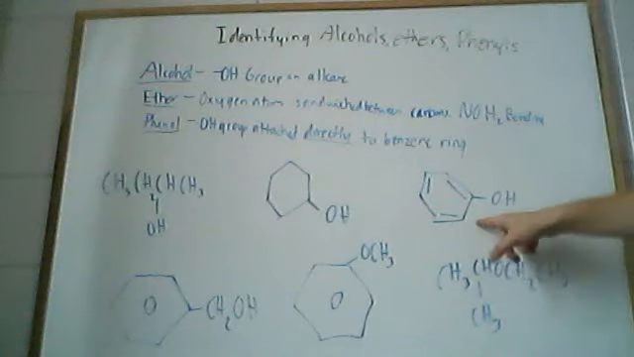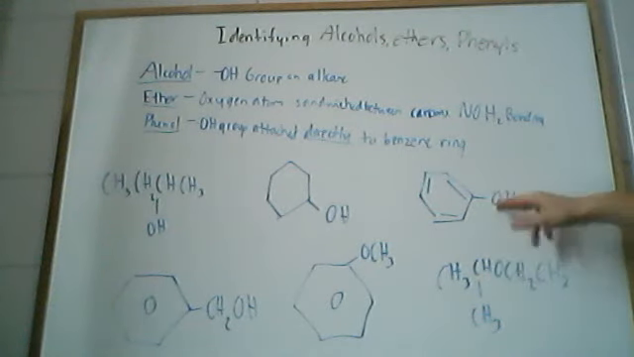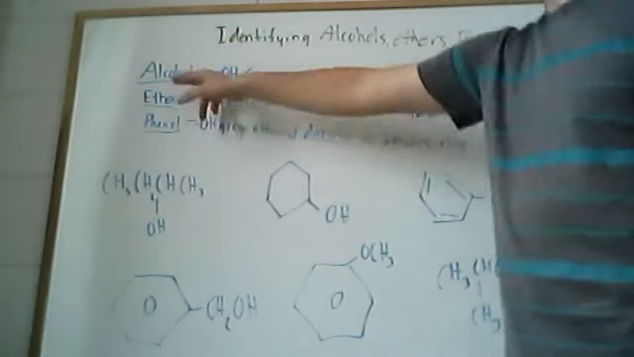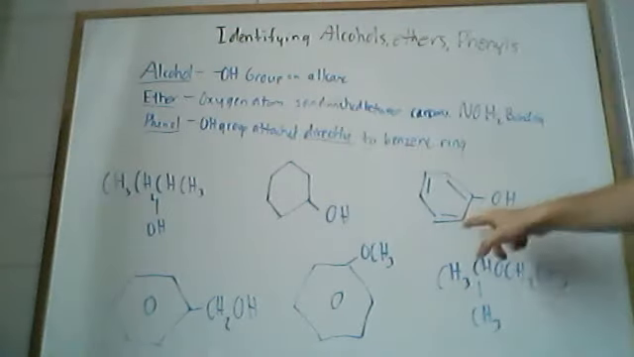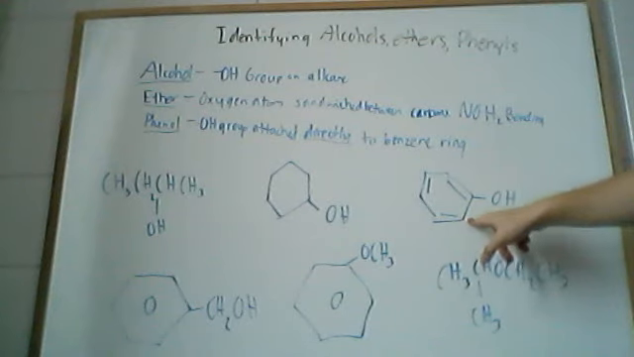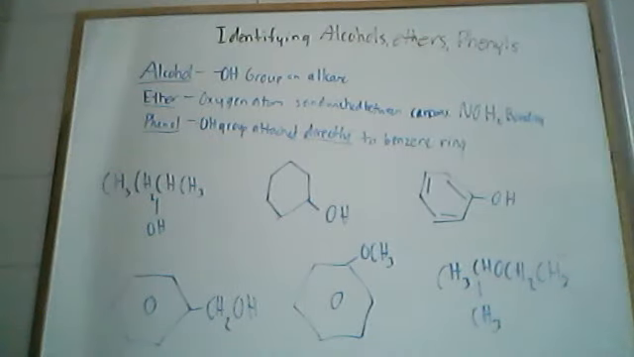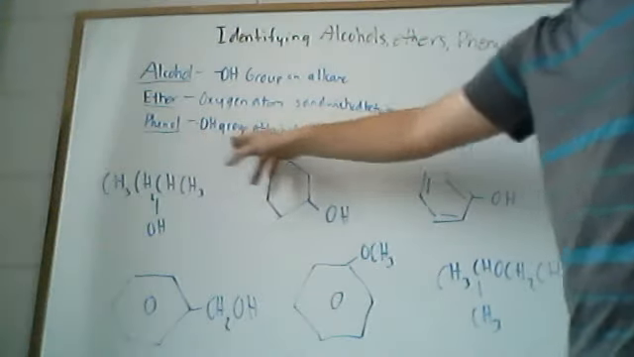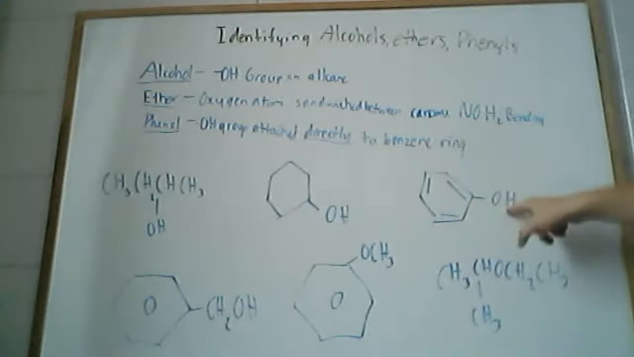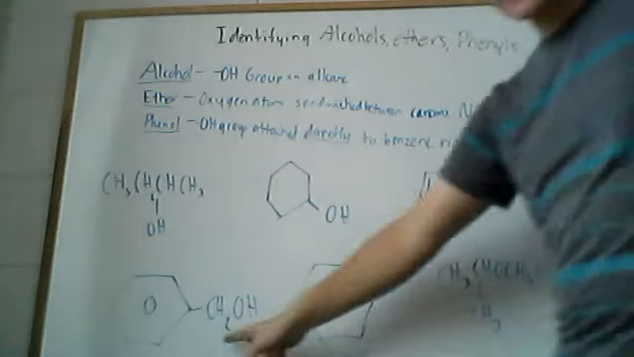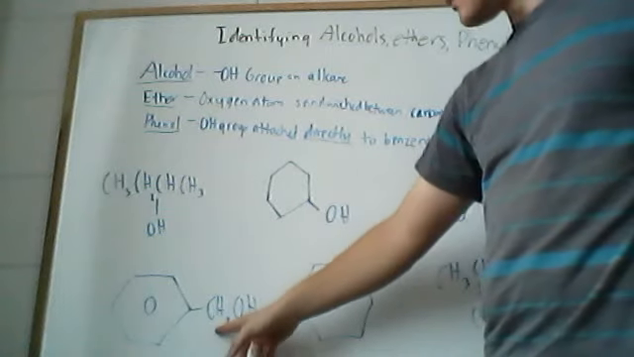Our third example, we have a benzene-like ring here. We have an OH group, and it's attached directly to the benzene ring. So let's look at alcohol, OH group on an alkane. This is not an alkane, so it's not an alcohol. Ether, it's an oxygen atom sandwiched between two carbons. Here's an oxygen atom that's sandwiched between a hydrogen and a carbon, so it cannot be an ether. So phenol, OH group attached directly to a benzene ring. OH group attached directly to a benzene ring. This is a phenol.